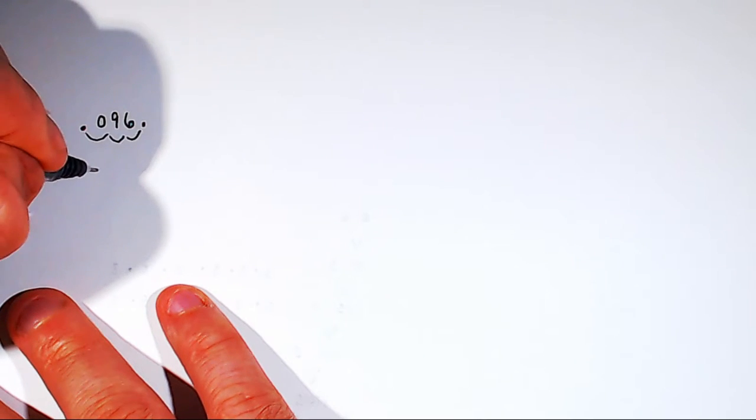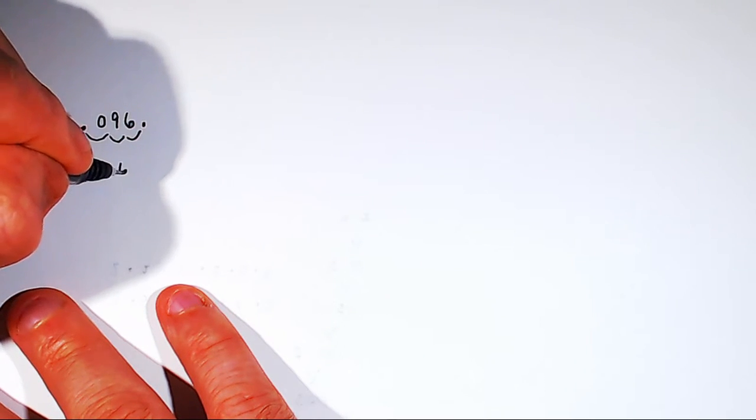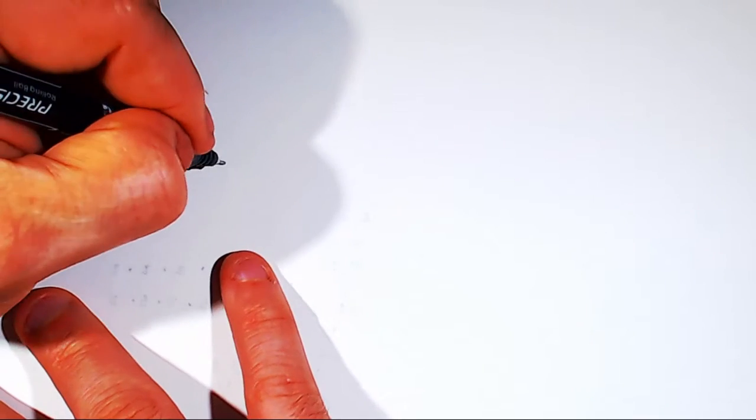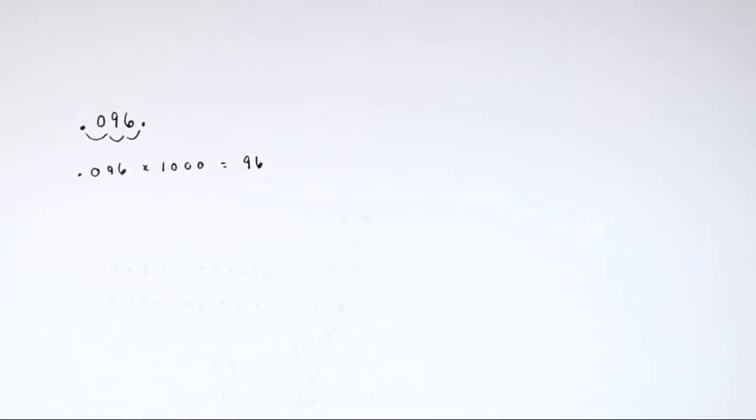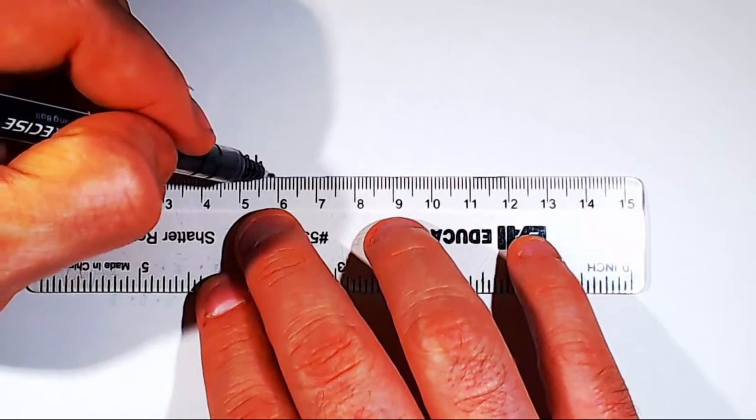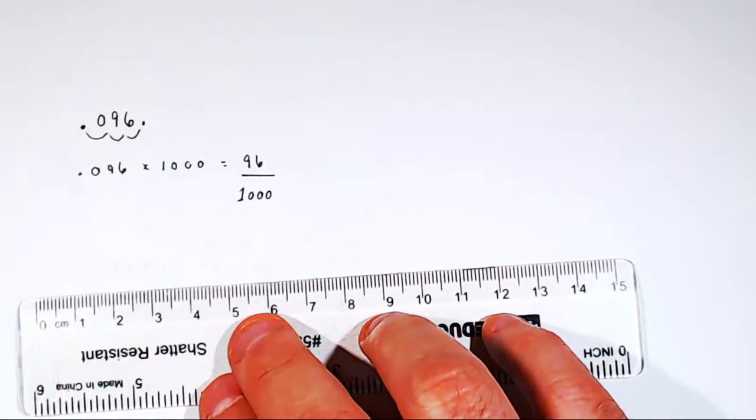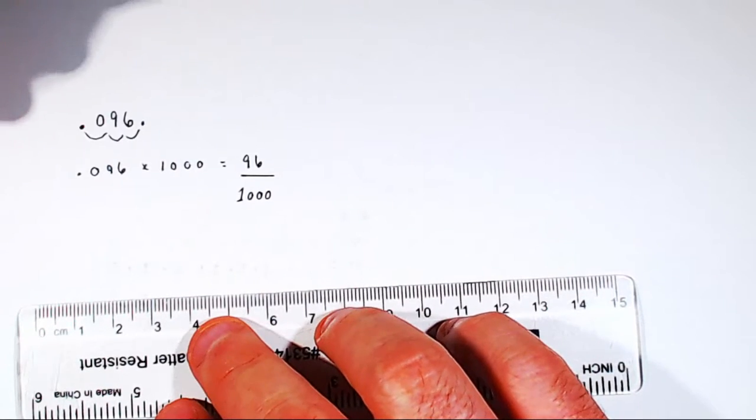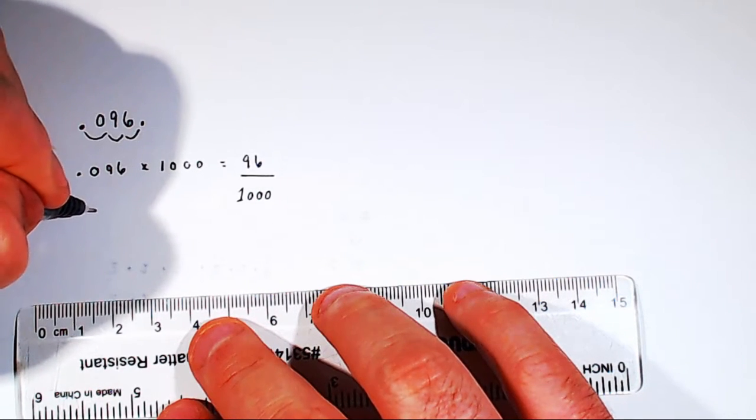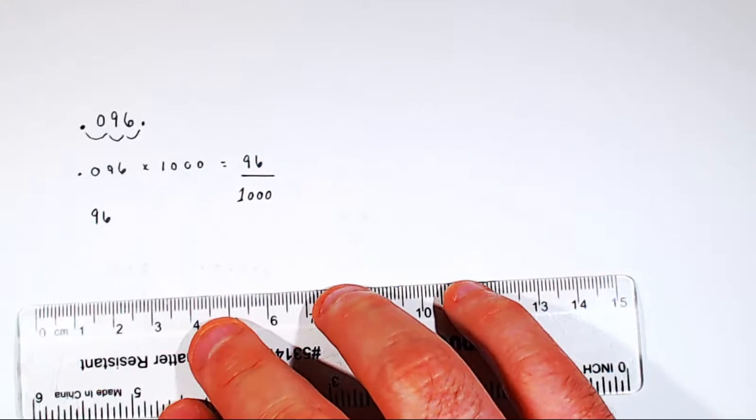So you'd multiply 0.096 times 1,000, and what that would give you is 96. Now the thing to do is to divide 96 by 1,000. And we're going to do the same thing we did before. Let's factor 96 to primes.